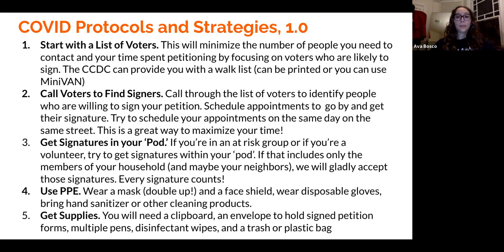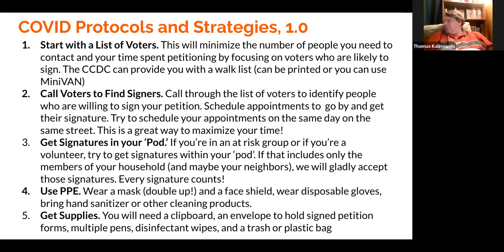If you are going to be circulating petitions going door to door, we do have a number of suggestions for you. The first being using PPE. So wear a mask. The CDC recommends that you double up on your masks. You can also use a face shield. They are not nearly as effective, but the public perception of wearing a face mask and a face shield goes over well with the public. So we do have face shields at the office that you can get as well.